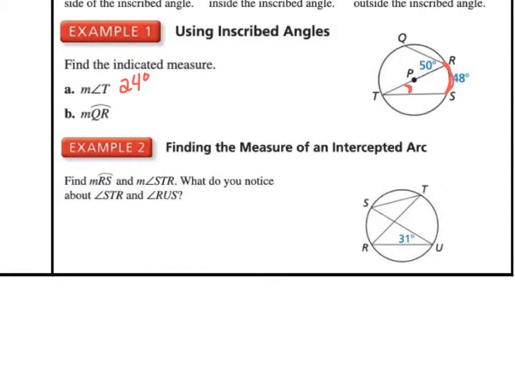Okay, next one. If I want to find the measure of QR, right now we don't know, it doesn't give you an inscribed angle to go off of. But let's look at angle QRT. That inscribed angle is 50 degrees, which means that you should be able to find the arc that it intercepts, this one. So what's that arc going to be? 100, double.